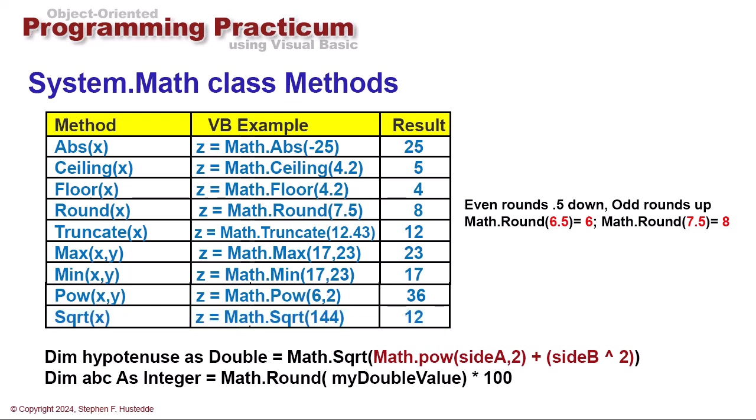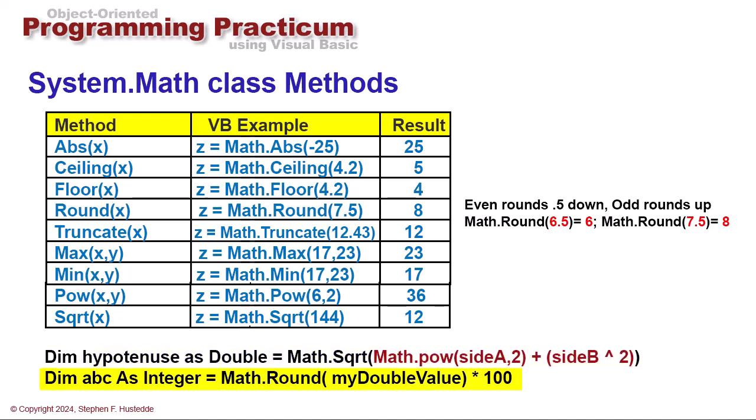We can use these in mathematical expressions. So here I have Dim hypotenuse As Double equals Math.Sqrt. And the argument inside the parentheses is Math.Pow(sideA, 2). It's going to square side A, plus we're going to take side B and also square it using the Math operator. And then taking the square root of all that gives us the value of hypotenuse. So it basically is the square root of a squared plus b squared, with hypotenuse being the length of side C of a right triangle.